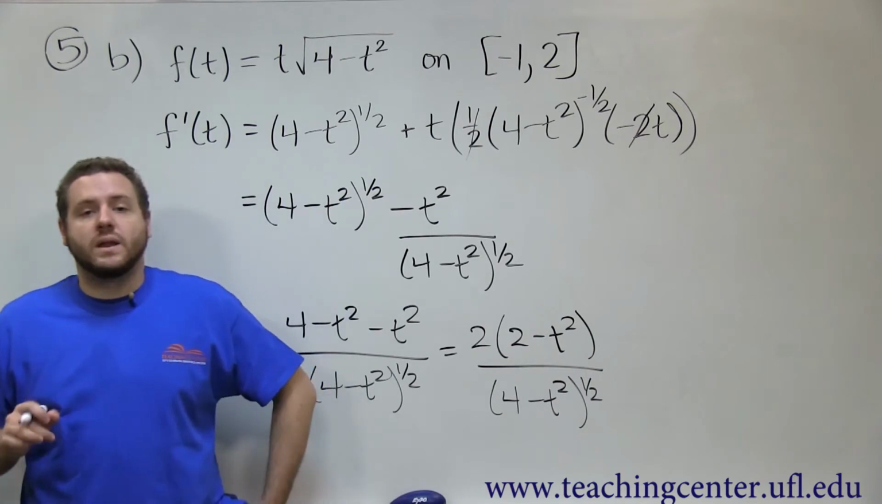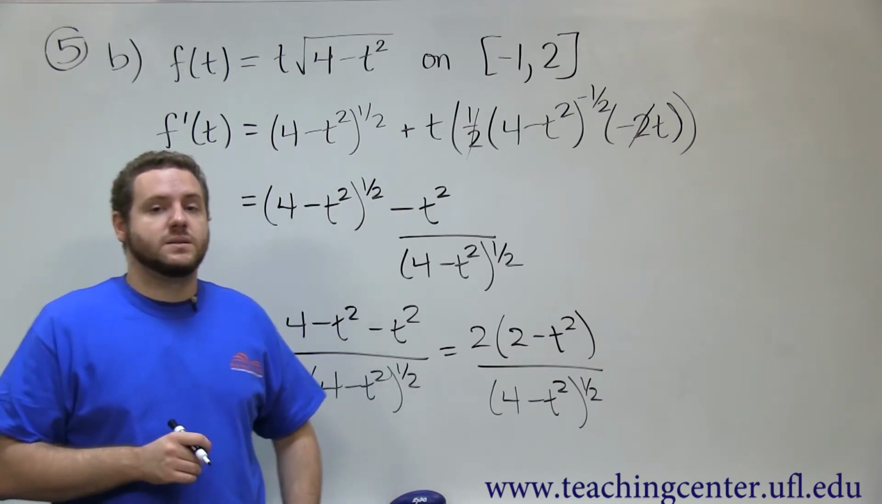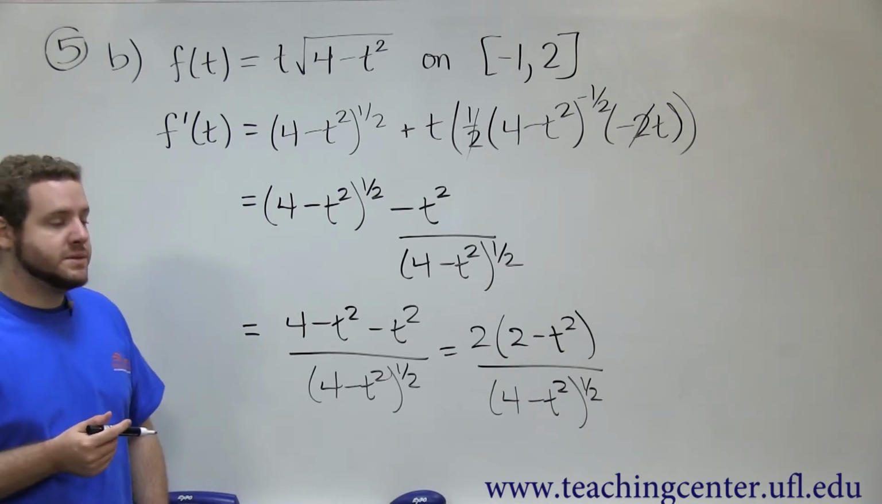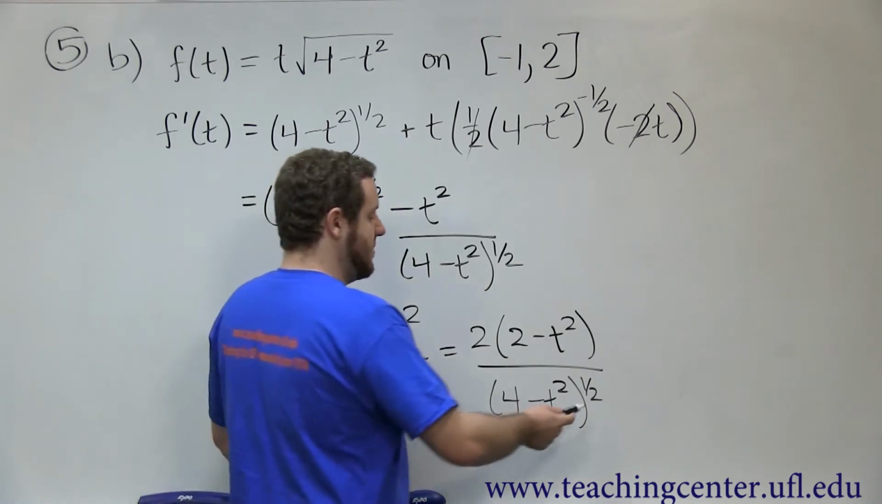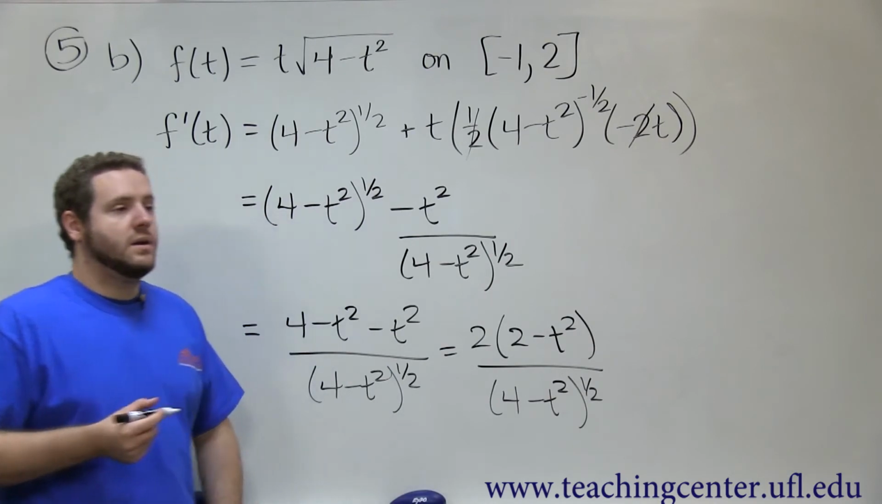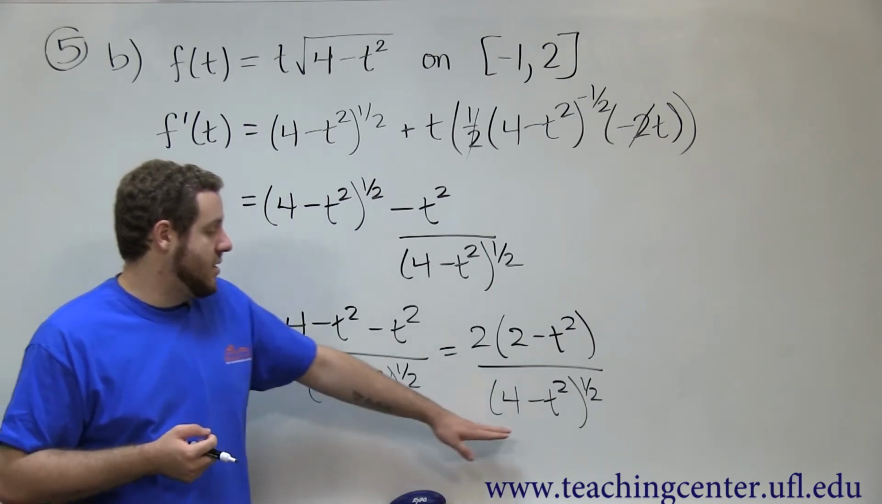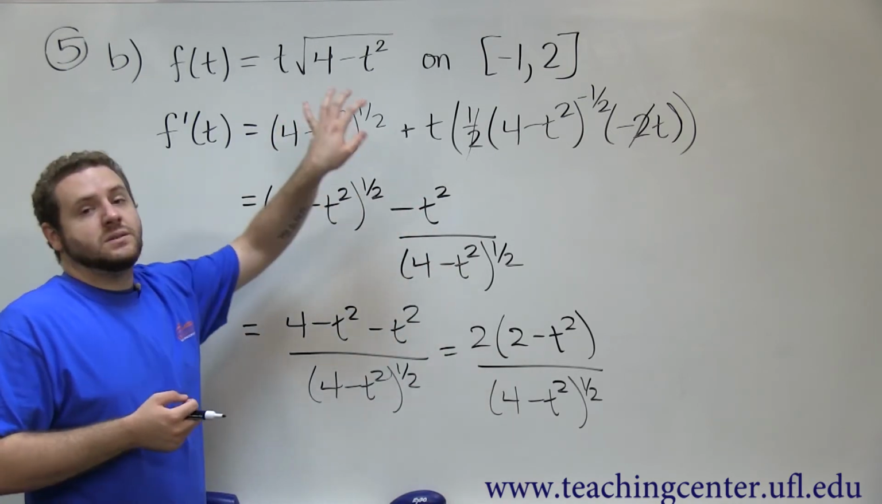So now we want to know when would this be 0 or undefined. So unlike the previous two problems, if the denominator here was 0, that would give us critical numbers, because if the denominator is 0, that wouldn't make this function undefined.